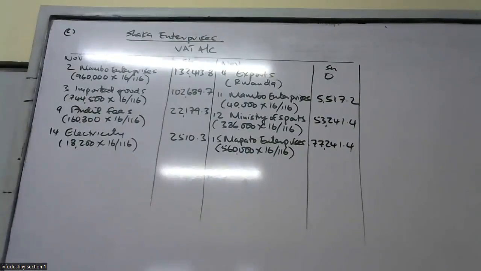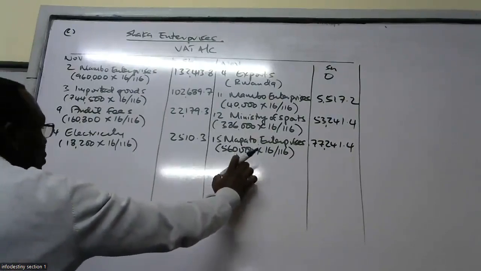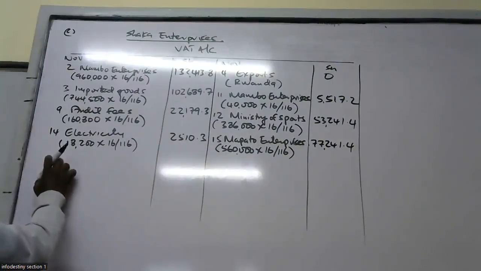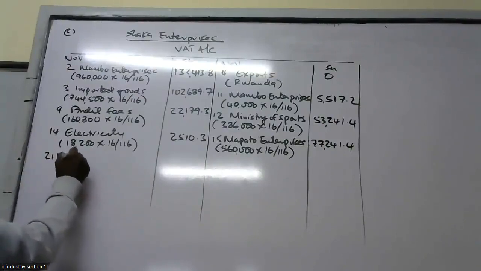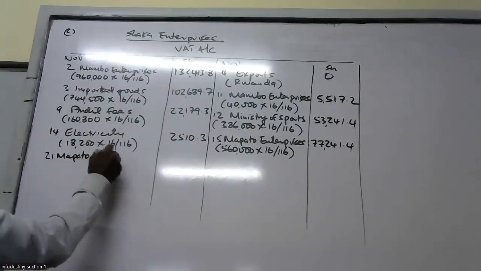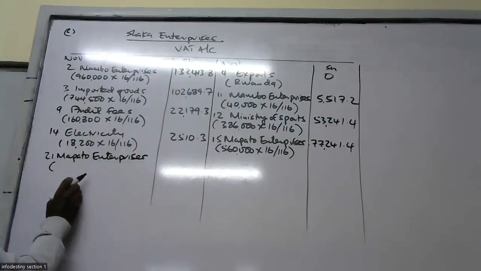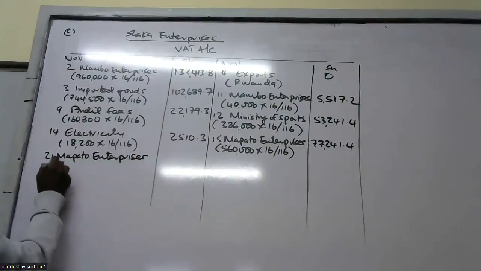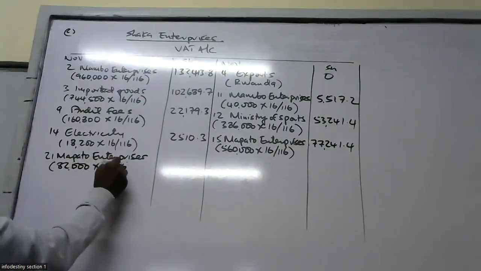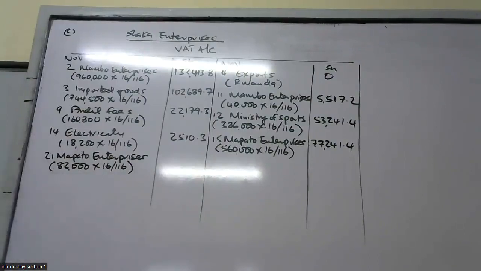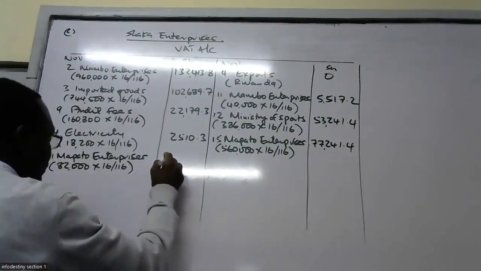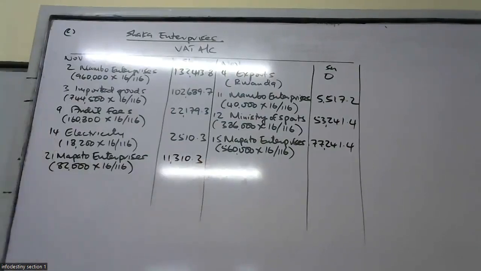Then 21st, Mapato Enterprises returned group 3, claiming that they were of low quality. So you debit here, Mapato Enterprises returned on 21st. These are called sales returns. They were claiming the goods were low quality, 82,000 on 21st. So those are sales returns.